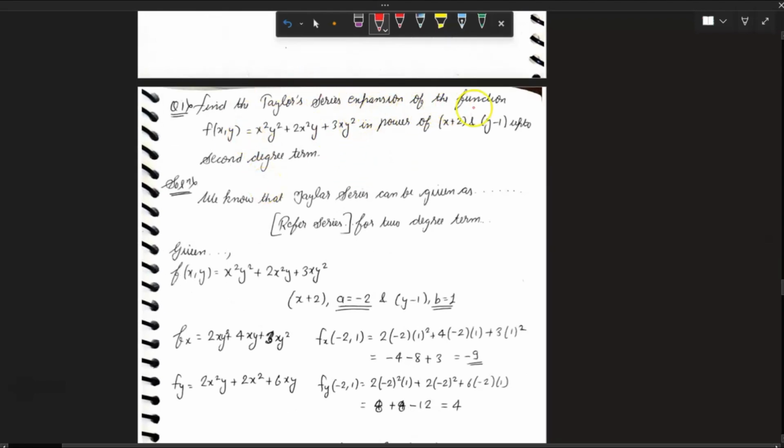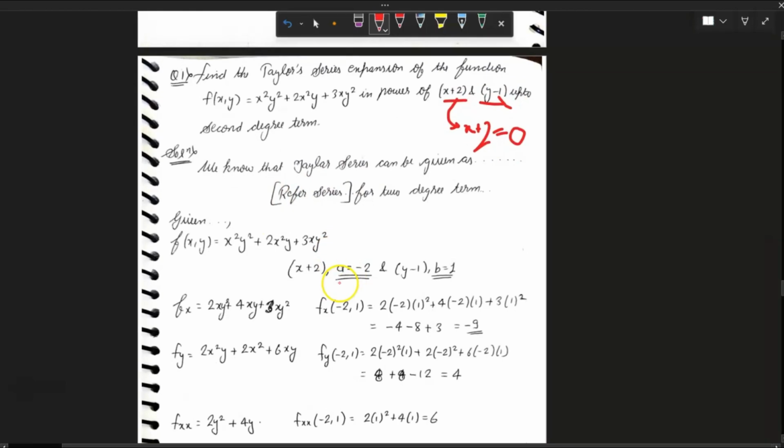Find the Taylor series expansion of the function f(x,y) equals x square y square plus 2x square y plus 3xy square in powers of x plus 2 and y minus 1. See, find the value of a from here. What value of a will you get? x plus 2 equals 0 if you do that, then you will get the value of a is 2. Sorry, it's plus. So the value of a is minus 2.